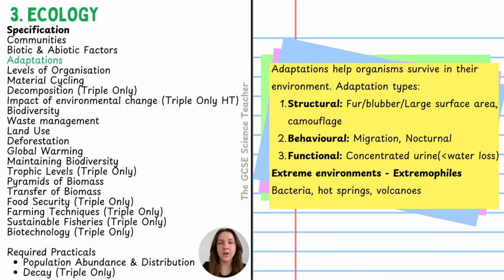Adaptations help organisms survive in their environment. Adaptation types include structural, such as fur, blubber, large surface area, and camouflage, behavioral adaptations like migration or nocturnal patterns, and functional adaptations like concentrated urine to reduce water loss. Extremophiles are bacteria or organisms that live in extreme environments like hot springs and volcanoes.